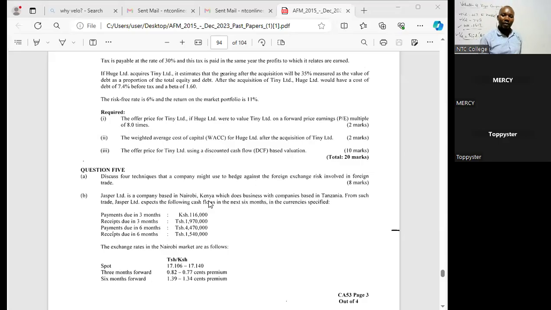Ruth, where would you start from if you are in exams? So that you solve the first question, what would you do? Let me see, Topista. What will you do? Get the cost of equity. Thank you so much. Yes, that is a mark.